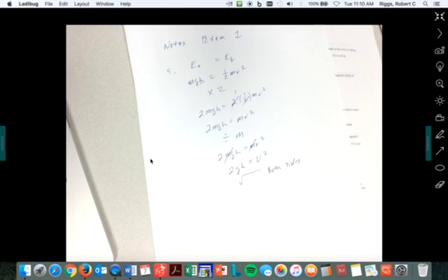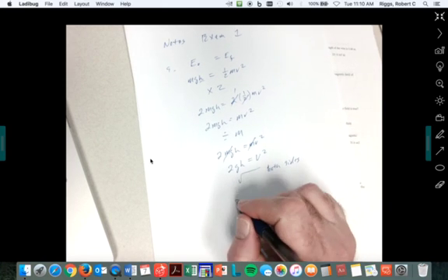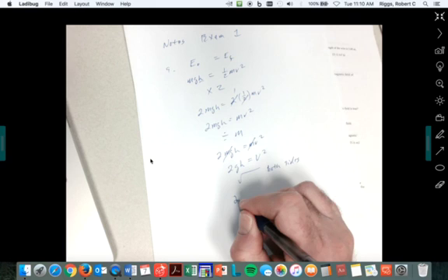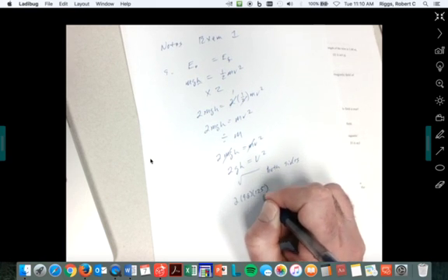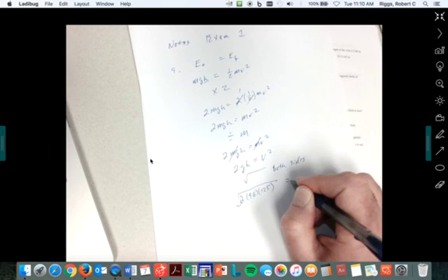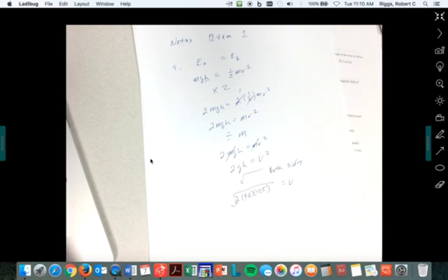So that little algebra, you thought, oh my God, I'll never use this. But there you go. You've got 2 times 9.8 times 125, and you take the square root of it, and you should get the velocity that hit the ground. Okay? Not bad.